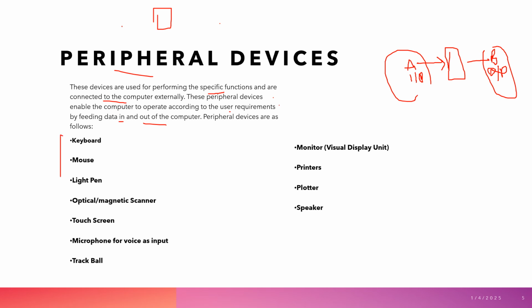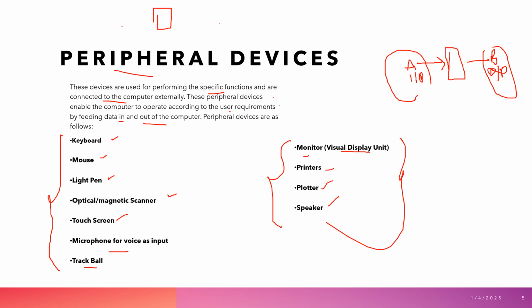For reference, I have included the input devices on the left hand side and output devices on the right hand side. The input devices can include a keyboard, a mouse, a light pen, an optical or a magnetic scanner, touchscreen devices, microphone for voice input and trackball. The output devices, on the other hand, can be a monitor, or its other name is VDU or visual display unit, printers, plotters, which are basically large printers, and speakers.